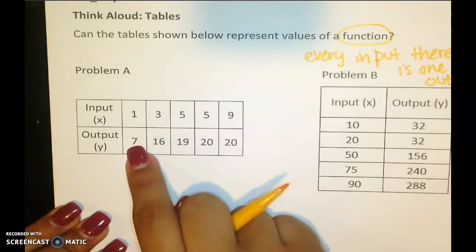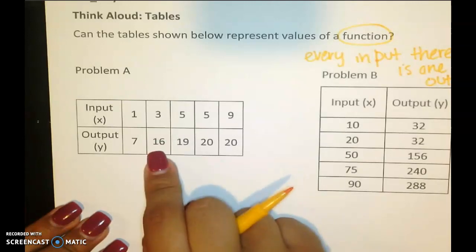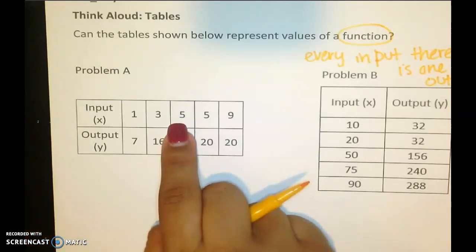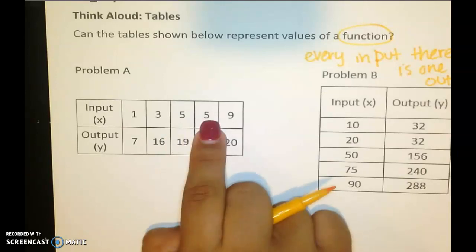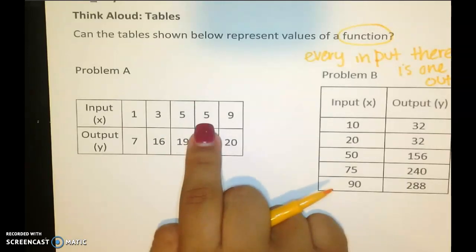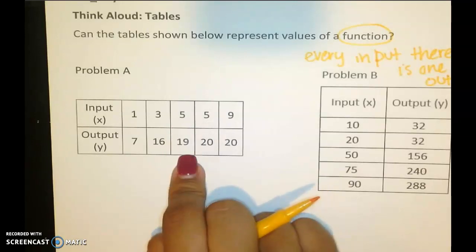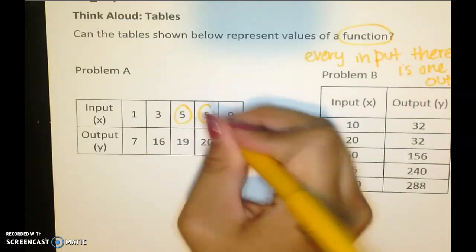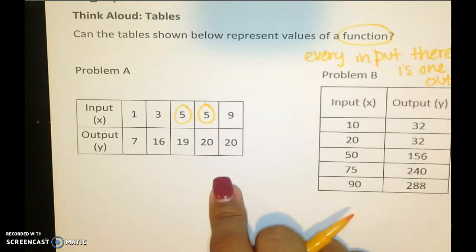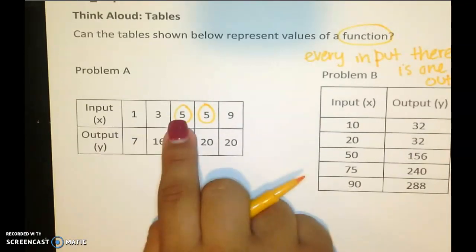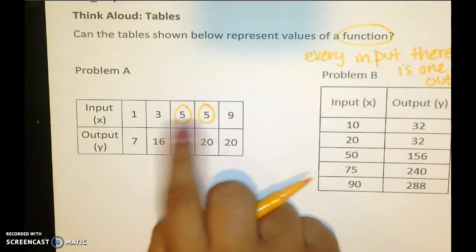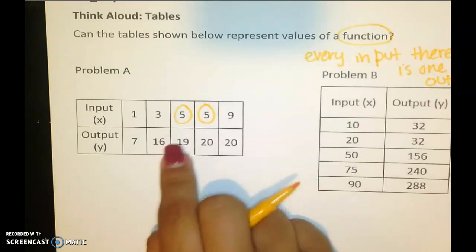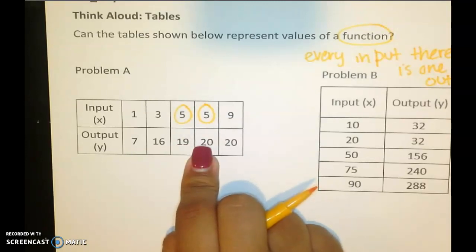So my input's 1, my output's 7, my input's 3, my output's 16, my input is 5, my output's 19, my input's 5. Wait a minute. I already said 5 was going to be 19. This also says 5 is also going to be 20. We said every input only has one output, but this has two outputs. Automatically, I know if I have two inputs that are the same number and they're both giving me different outputs, then it's not going to be a function.